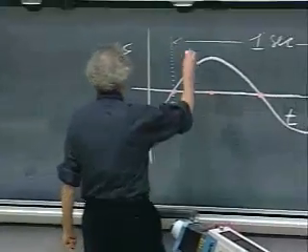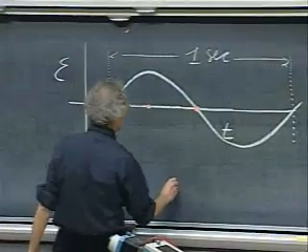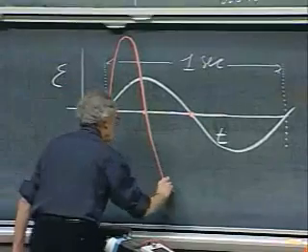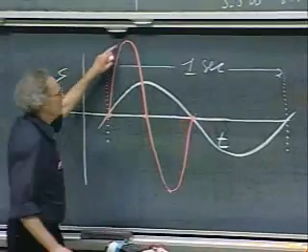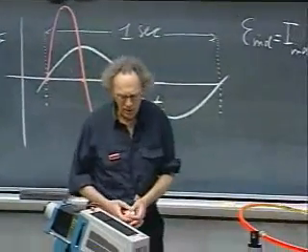And so if I try to make a drawing of that, twice as high here, twice as low here, then you would get something like this. And so this omega is now twice this one. You get double the maximum value of the EMF.